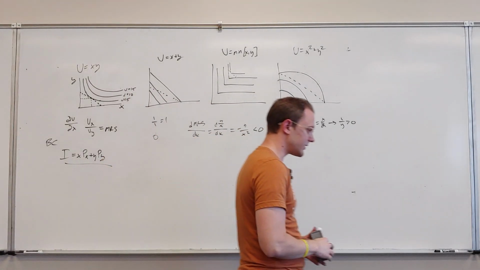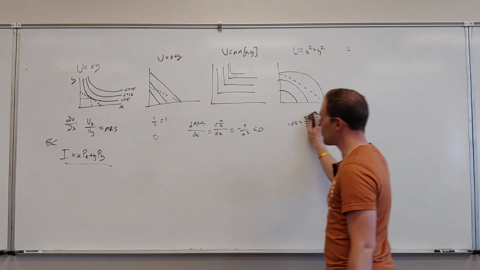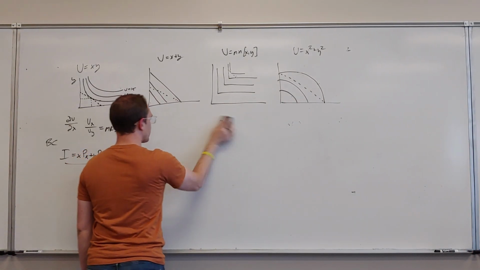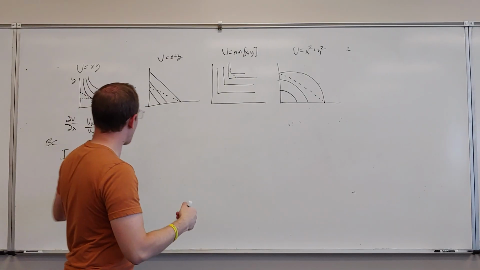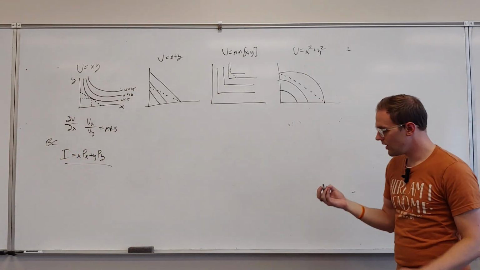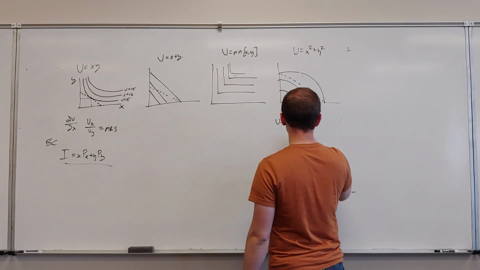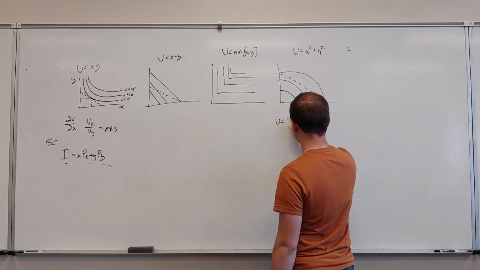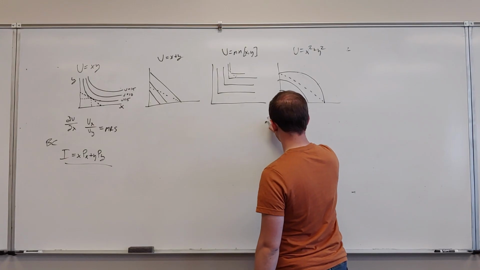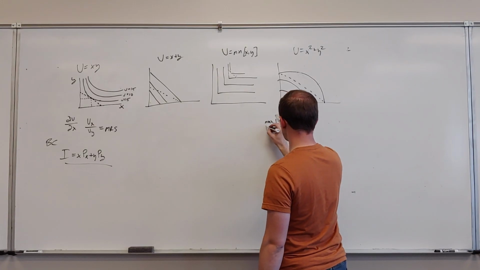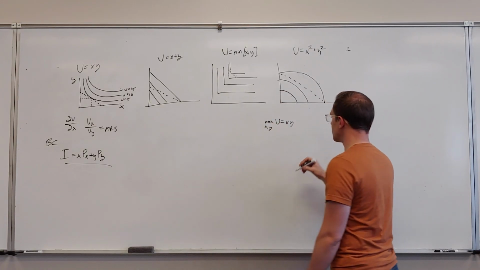But at this point, let's go ahead and look at how we actually maximize utility, okay? So we have a goal, maximize utility. We have a constraint, that's our budget. So let's write this. This is our objective function. Our objective is to maximize our utility by choosing x and y, okay?